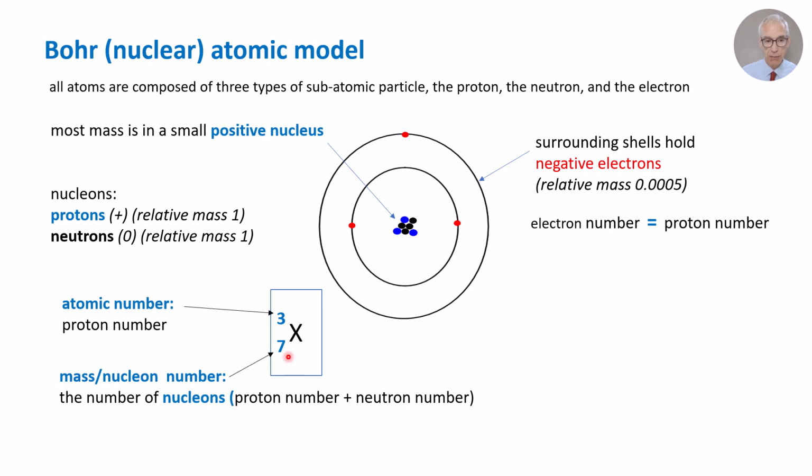So if we look at this diagram here, we have in the nucleus 7 nucleons. So the mass or nucleon number is 7. And we have 3 protons, 3 blue circles. So the atomic number is 3. So within this atom, we have 3 protons, 7 nucleons, and also we can deduce that we have 3 electrons.